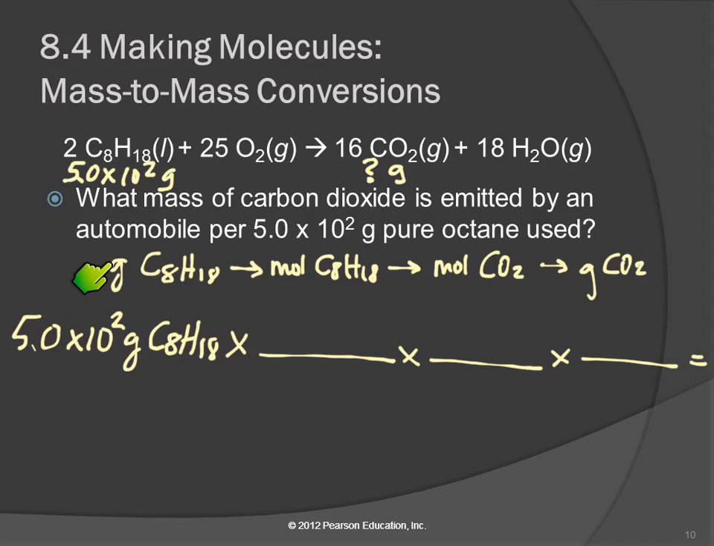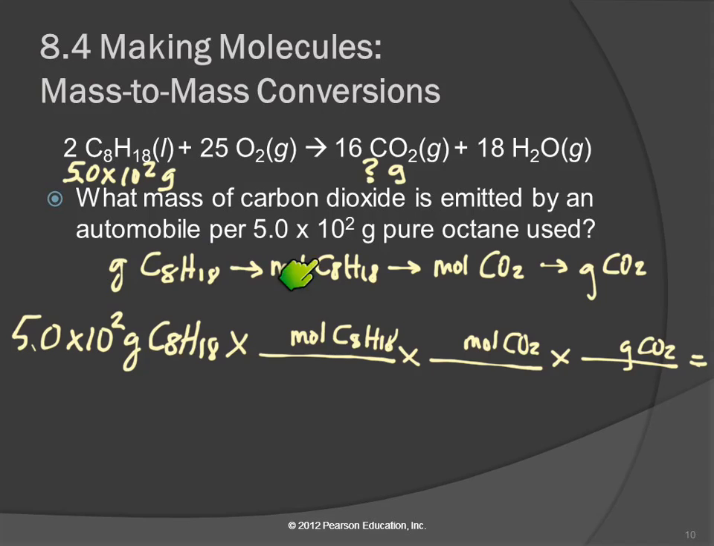The units here in our path are what go on the top. So we're starting with grams of C8H18. The next one is moles of C8H18. Next is moles of CO2. And last is grams of CO2. Leave a little space in there because there's going to be some numbers.